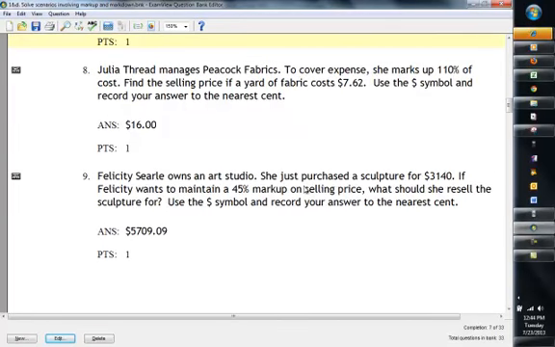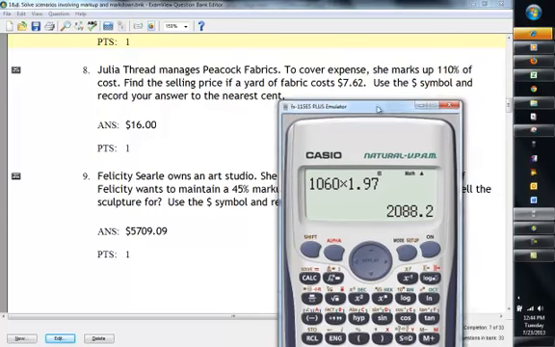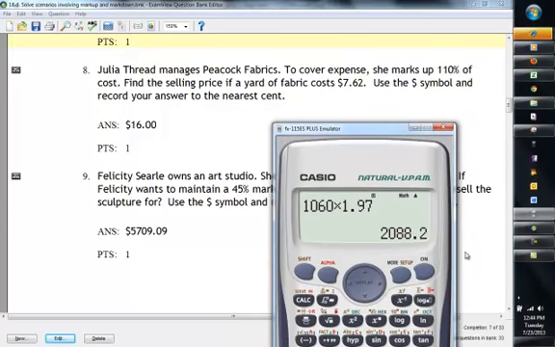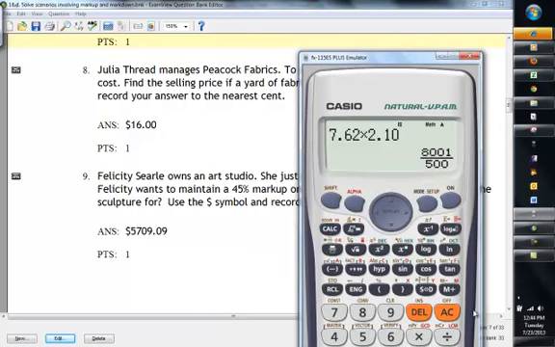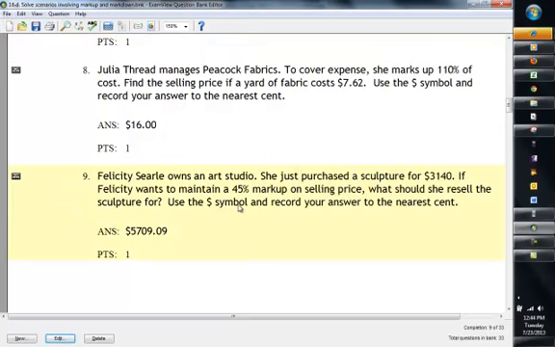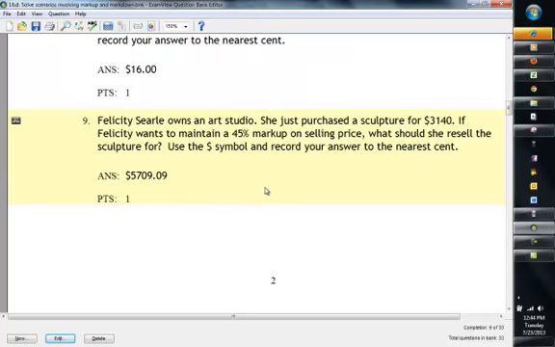Julia Thread manages Peacock Fabrics. She marks up 110% on cost. So in this case, we've got the cost is $762 and 2.10 because she wants to mark up 110%. So she's going to get $1,600 even.